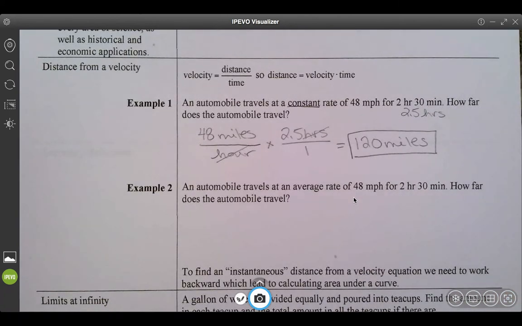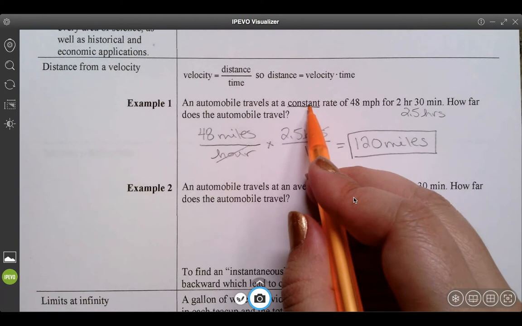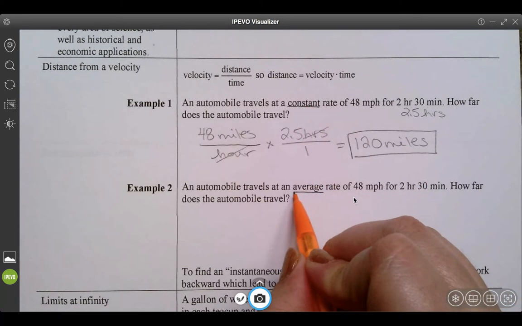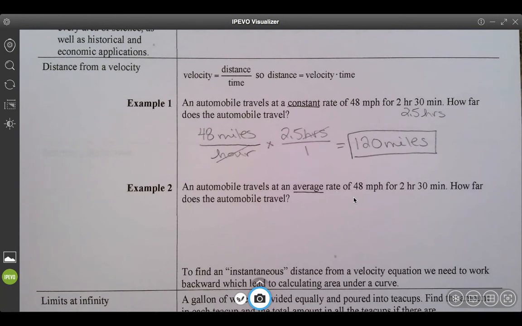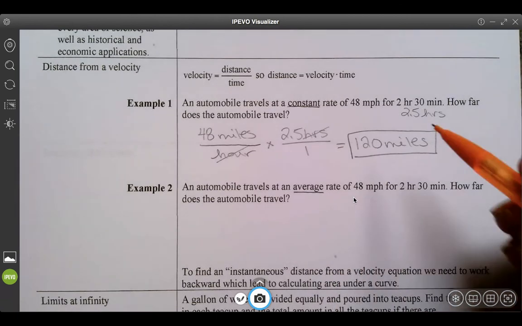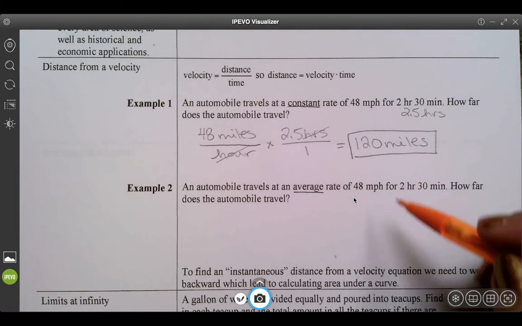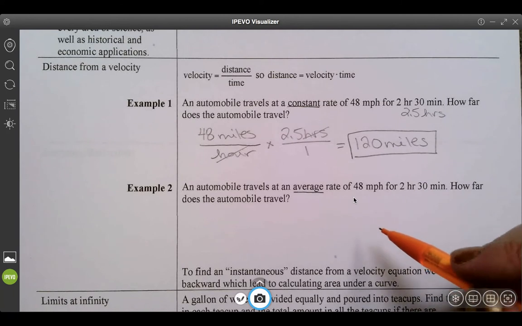Okay, so now the question is, how does that change if instead of traveling at a constant rate, we're traveling at an average rate? And the answer is the calculation itself doesn't change. What changes is the meaning. Okay, so we're going to look at a graphic representation of these in a few minutes, but first I want to just look at algebraically, how does the computation look?